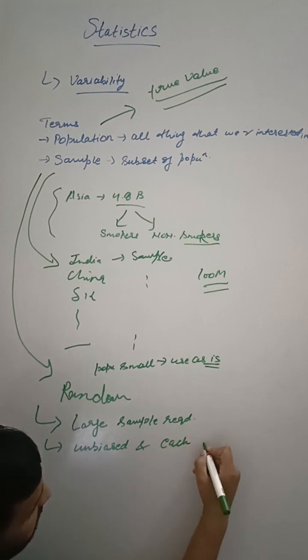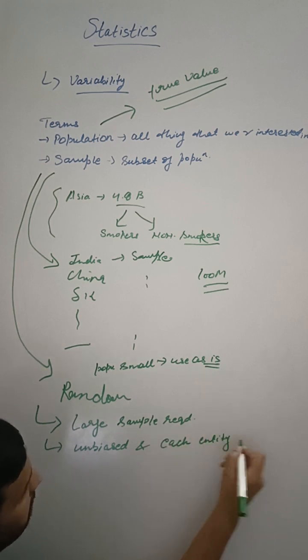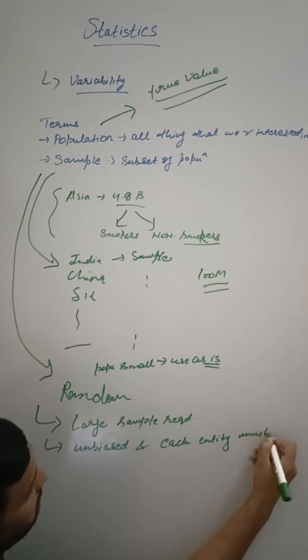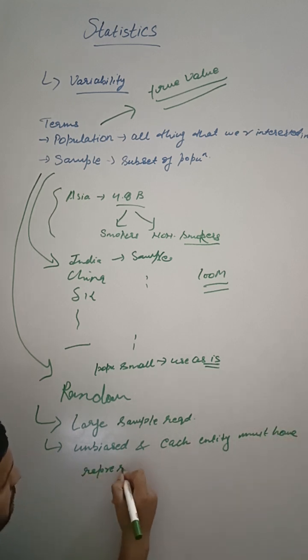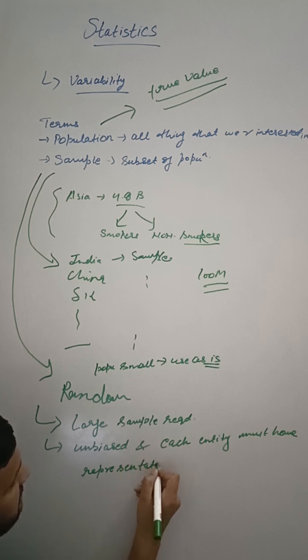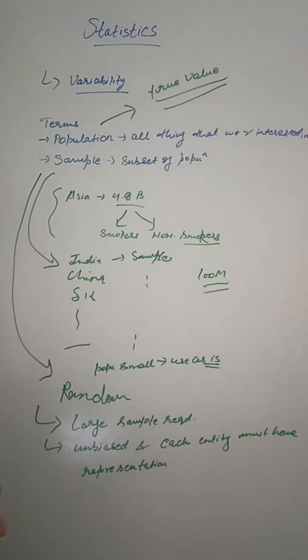Each entity must have a representation, and it has to be unbiased.